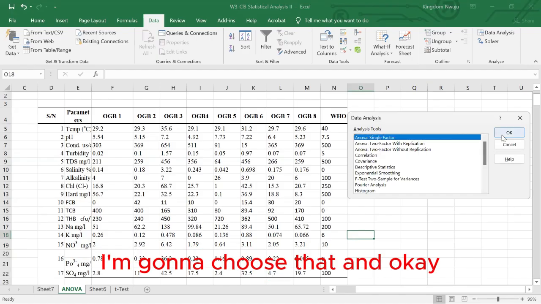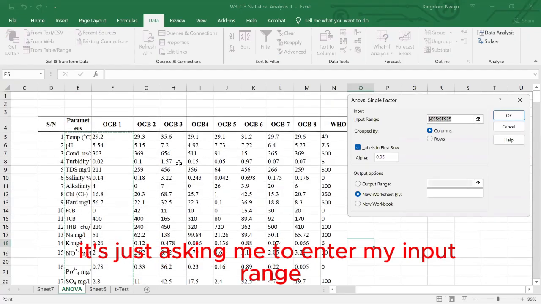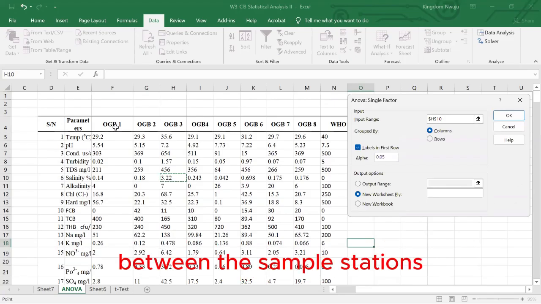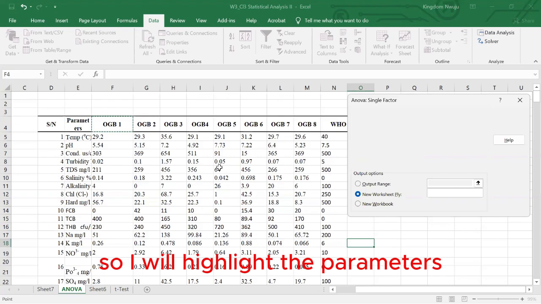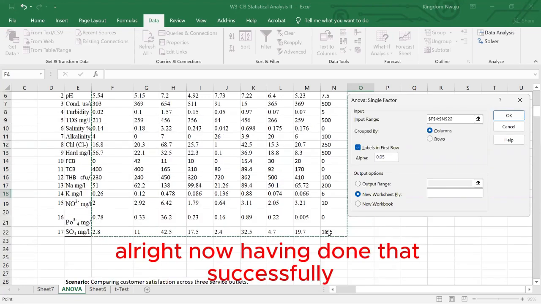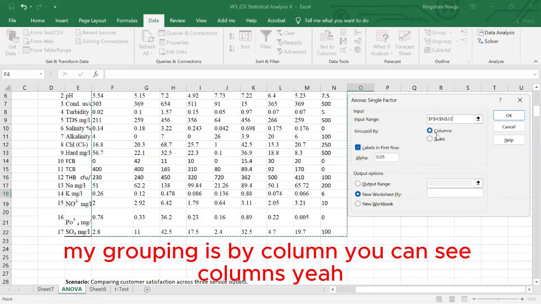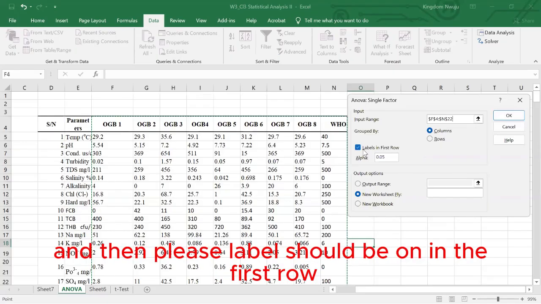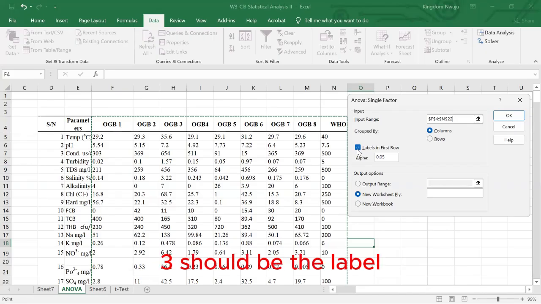And okay. Now in this dialog box, it's just asking me to enter my input range. Remember, I just want to check if there's difference between the sample stations, not only the parameters. So I will highlight the parameters, including WHO standard. All right, now having done that successfully, Excel is asking me if my grouping is by column. You can see columns here. And then please, labels should be in the first row. So where you have OGB 1, 2, 3 should be the label.